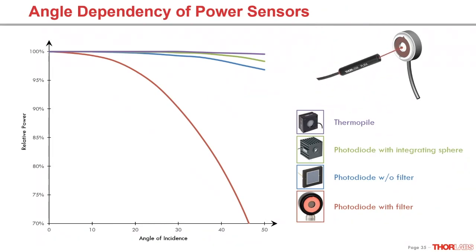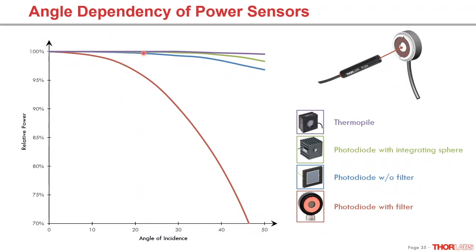Here is an overview of the angle dependency for different sensors, from top to bottom. Best results are delivered by thermal sensors. They nearly don't show any angle dependency due to the surface with the high absorbance. The next best option, as we have already seen in the examples before, is the integrating sphere that can handle angles up to ±40 degrees.